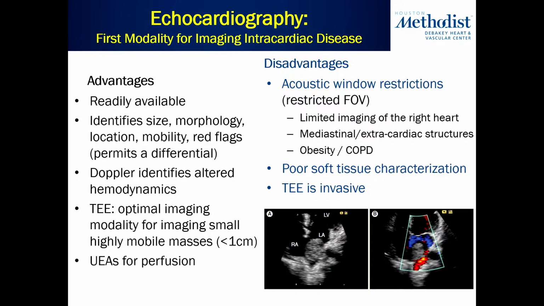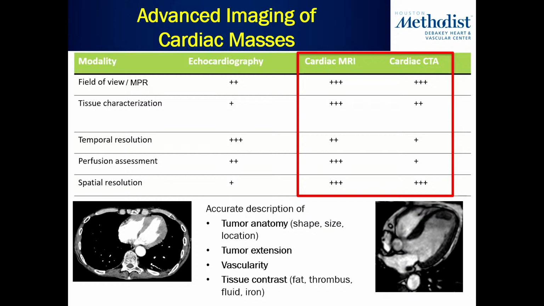Other than calcium and maybe fat, echo really has poor soft tissue characterization. And TEE is semi-invasive. So what about these other tests like CT and MRI? When we compared them to echo, there are some distinct advantages that can add value to an echo.